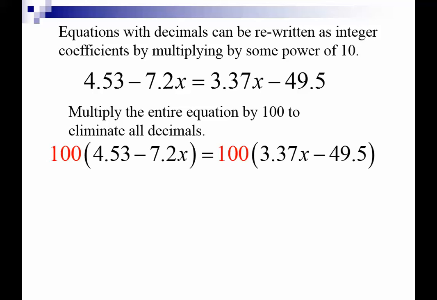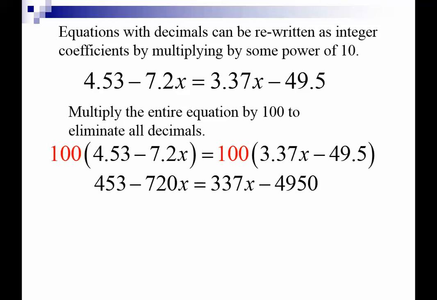Now, if you've already copied this down and you don't have that little space on the right side to fit that 100 in there, you can put the 100 on the right side of the 49.5 on the outside of the parentheses. That's okay too. Okay, now you are going to multiply everything on the left by 100, which means you're going to be using the distributive property here. So 100 times 4.53 will give you that 453. 100 times negative 7.2 will give you negative 720x.